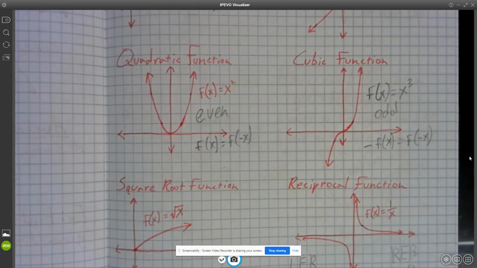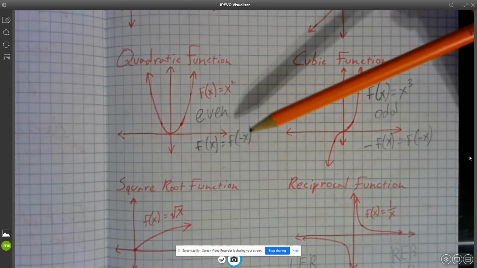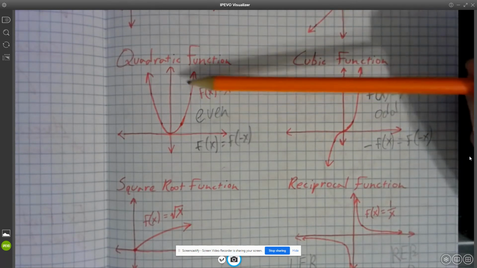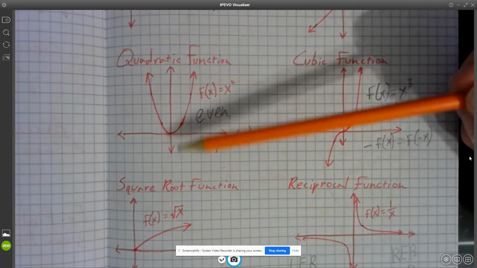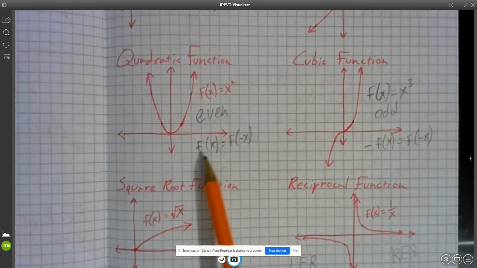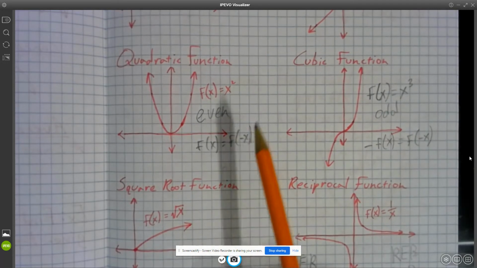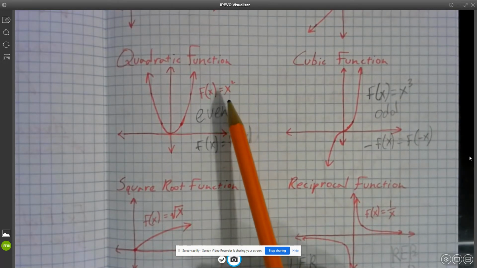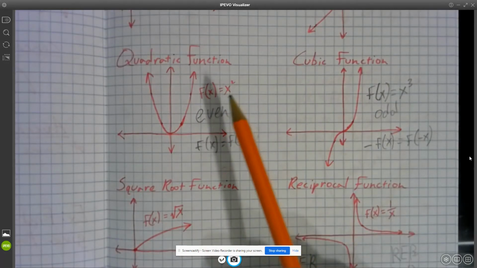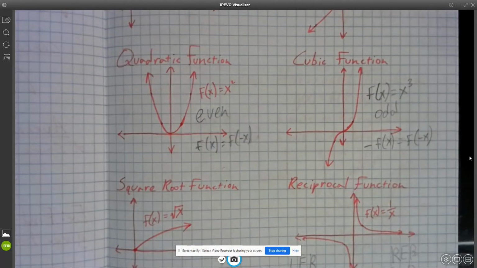Quadratic function. So f of x equals x squared. Just a little review here. So this is an even function. I know that it's even because it's symmetrical about the y-axis. And if you remember the algebraic rule, I know that f of x equals f of negative x. Negative x, if I square it, so that's negative x times negative x equals positive x squared. So this is even.